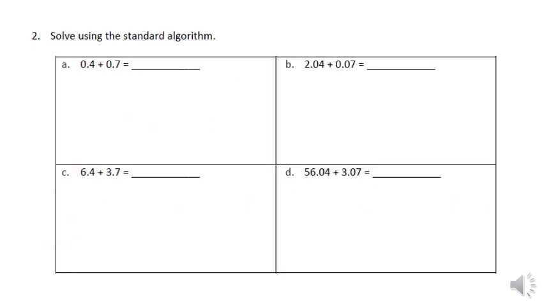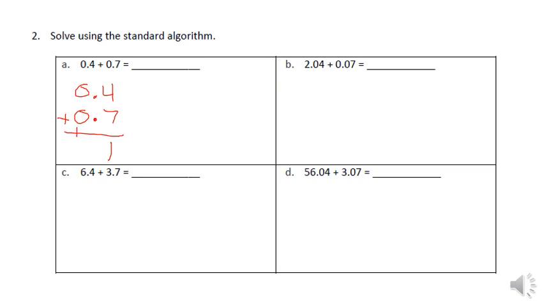Now number 2 says solve using the standard algorithm. Standard algorithm means that we're going to do the traditional standard of lining up the decimals. And it's very important that we line up the decimal points. All we're going to be using are the digits and our basic math facts to solve the problem. So 4 plus 7 will be 11. I cannot put two digits in one place value, so I have to regroup.